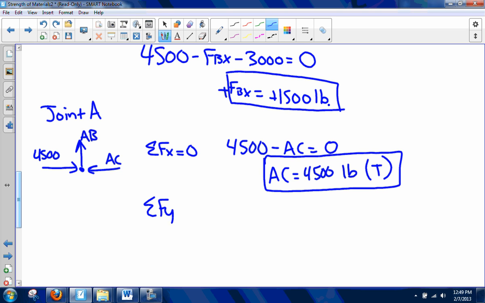Do sum of the forces Y equals 0. I have AB equals... So AB is a zero force member. It has no force in it, which means it can't be tension or compression. It's just AB equals 0.